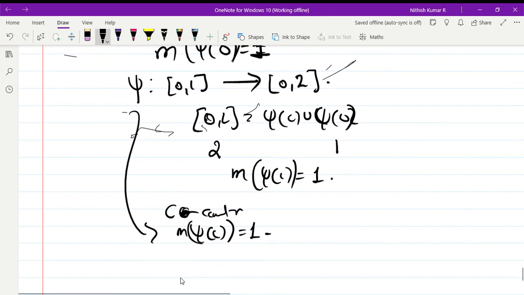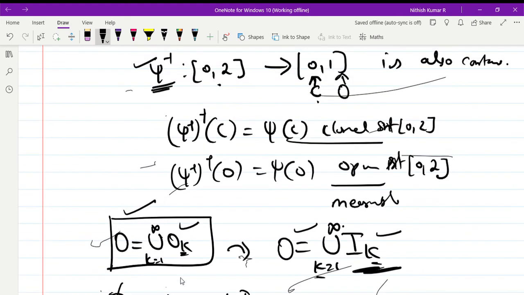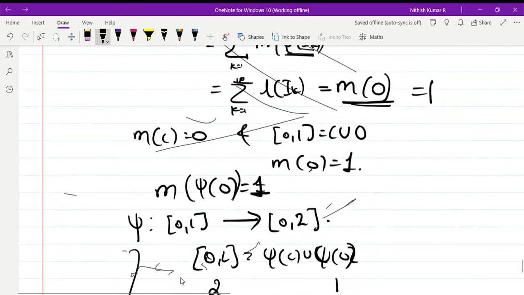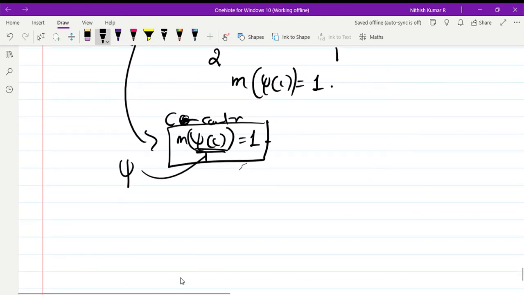Thus my Cantor-Lebesgue function xi maps the Cantor set onto a measurable set. Now xi of C is measurable, that we have seen. It is a closed set, hence it is measurable. So xi maps the Cantor set onto a measurable set of positive measure. Now the measure of xi of C is equal to 1, so xi of C has positive measure.